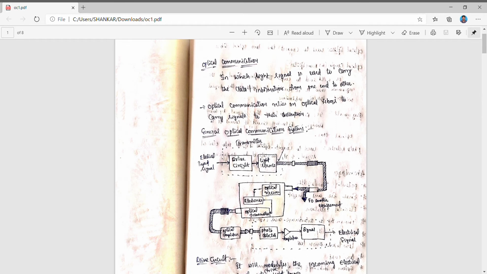In the transmitter section there is a drive circuit and the light source. The drive circuit helps the light source to drive. How will it drive the light source? The electrical signal will be converted into the light signal or optical signal with the help of the drive circuit. This light signal will be applied to the light source. So this drive circuit will drive the light source.